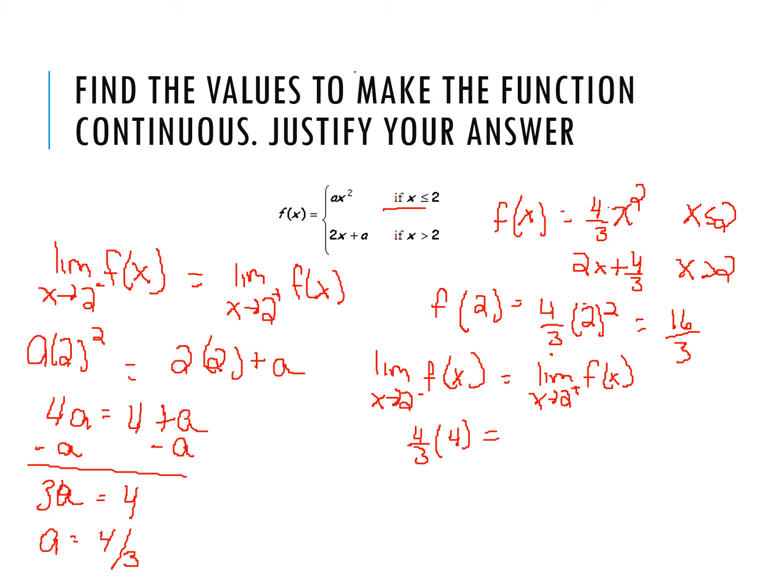We'd have to see if that is equal to 2 times 2 plus 4/3. So we know this is 16/3. This is 4 plus 4/3. 4 to make it a third would be 12/3. So this would be 12/3 plus 4/3. So we get 16/3 is equal to 16/3.